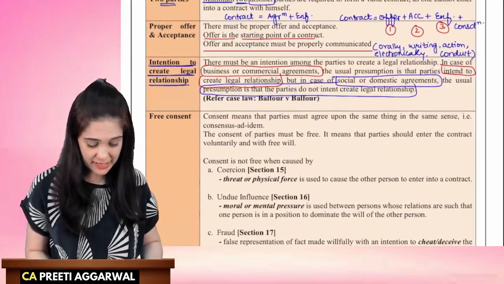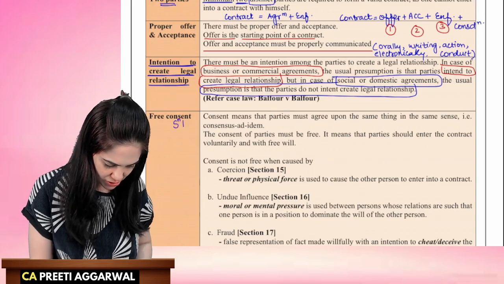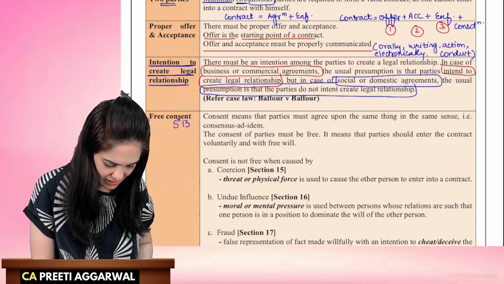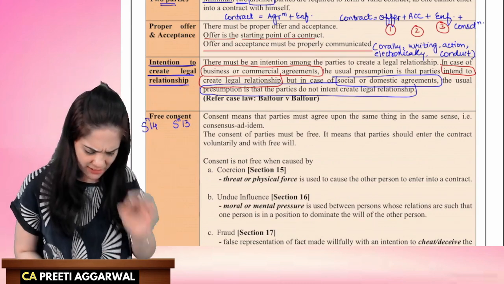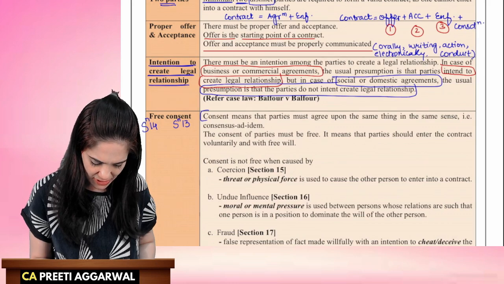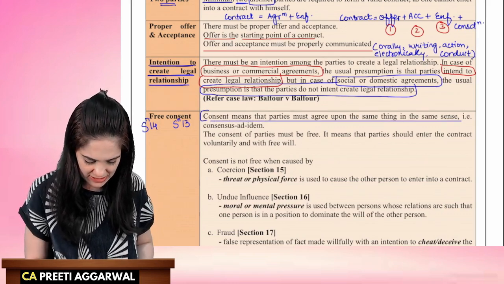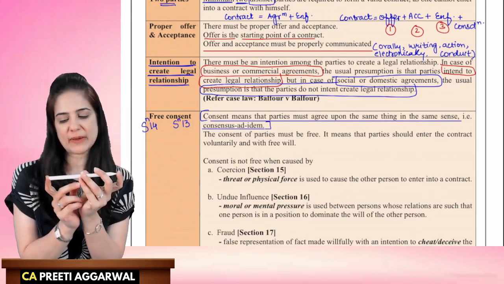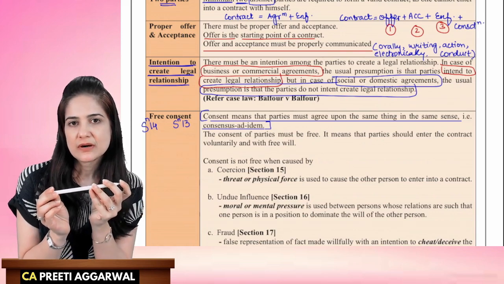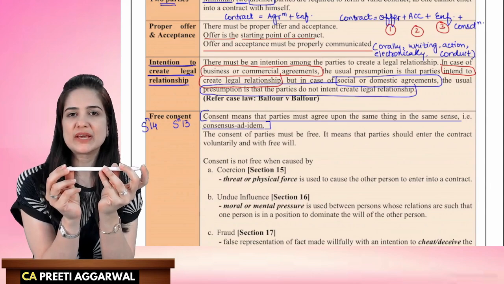Okay. The next element is that there must be free consent. Consent is defined under section 13 and free consent is defined under section 14. Consent means that the parties must agree upon the same thing in the same sense. The Latin phrase for that is consensus ad idem. Now, if I say, do you want to buy this pen for 10,000 rupees? You say, okay, I will buy it. We are agreeing upon the same thing in the same sense.